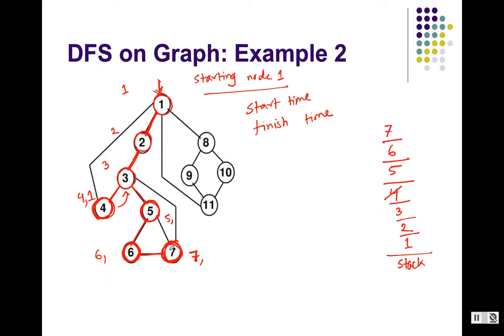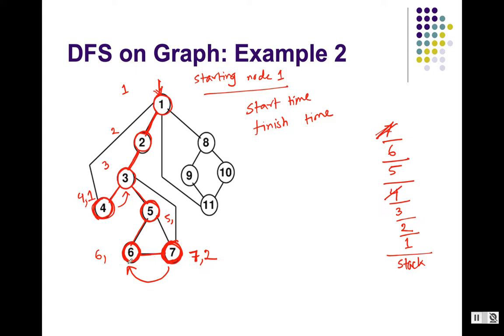From here we start our backtracking. We visited 7 from 6, so from 7 we go back to 6, and for that we pop node 7 and keep track of the finishing time. Our largest finishing time was 1 for node 4, so here the finishing time will be 1 plus 1, which is 2. So we pop node 7 and go to 6.